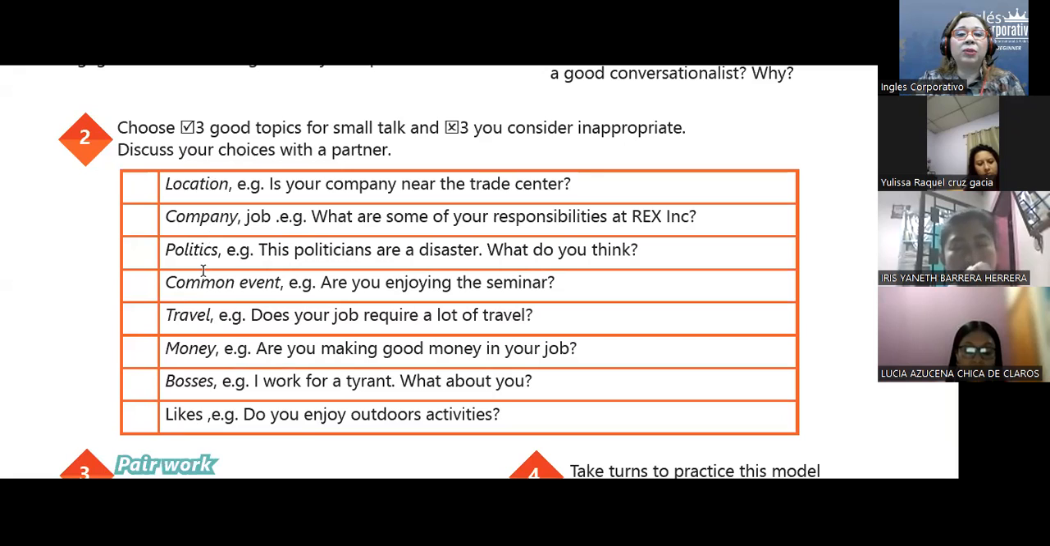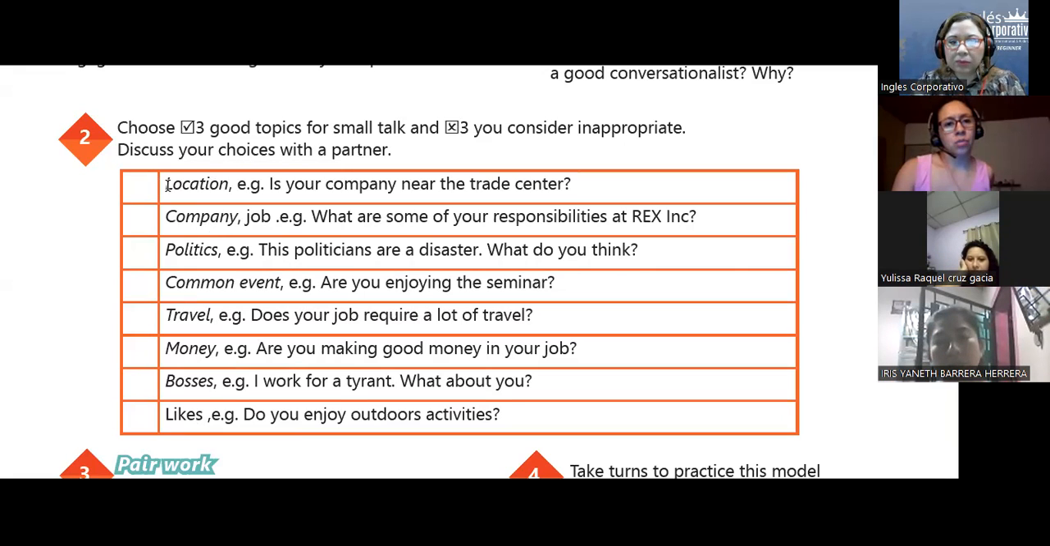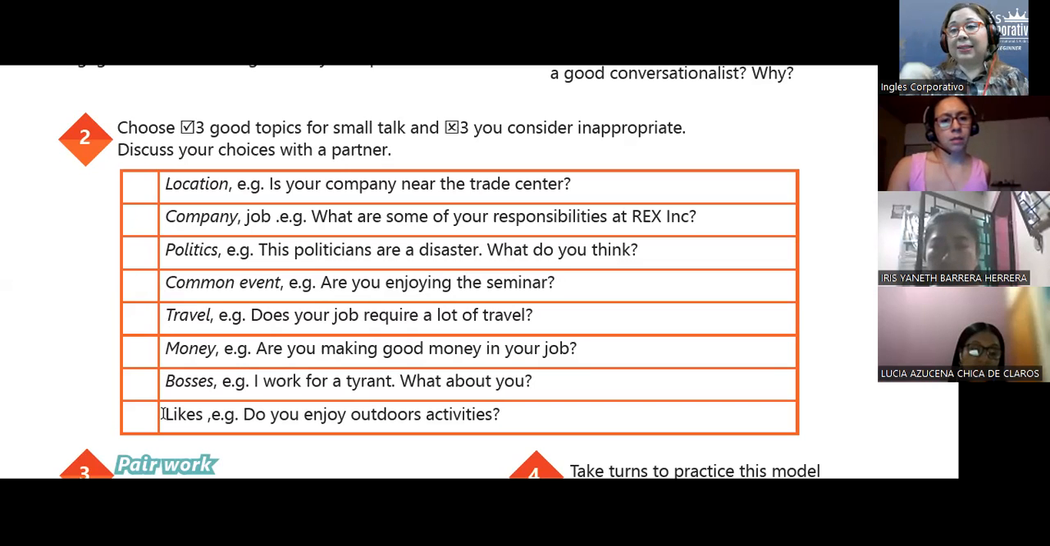Estas que están como en cursiva, cursive here, letters here. Location. A ver, todos digamos location. Everybody please repeat. Location. Company. Job. Politics. Common events. Travel. Money. Buses. Likes. Dislikes.